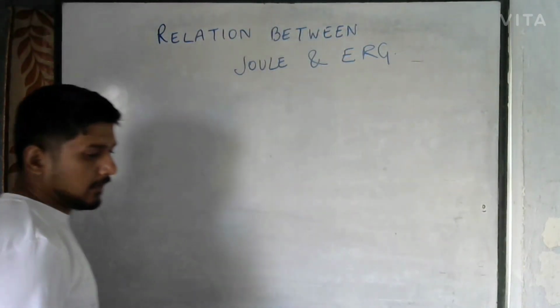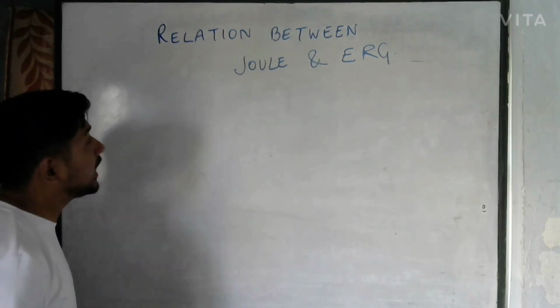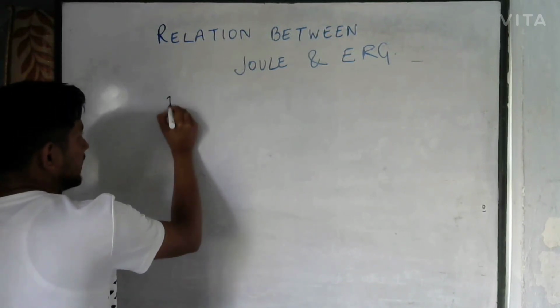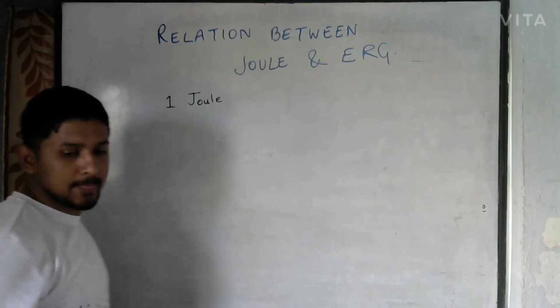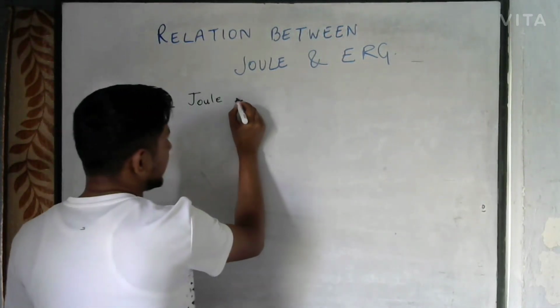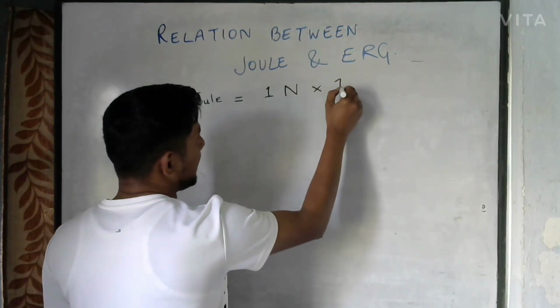Okay. Now let's come to this relation between Joule and Erg. How do I find out the relation between 1 Joule and 1 Erg? It's another important relation. So 1 Joule is equal to how much? 1 Joule, I've already discussed, is equal to 1 Newton into 1 meter.